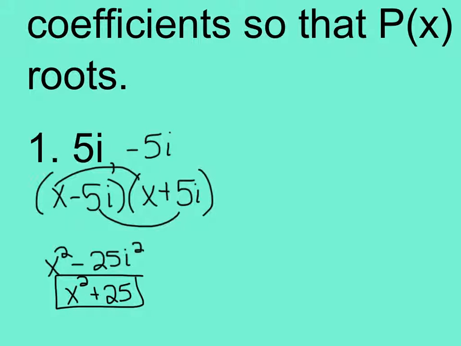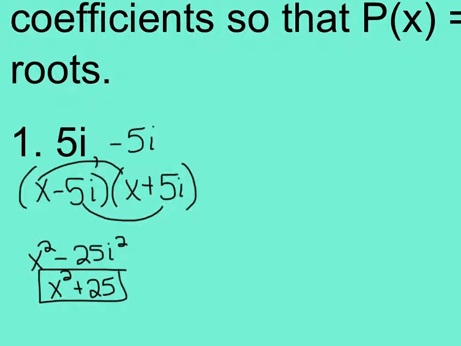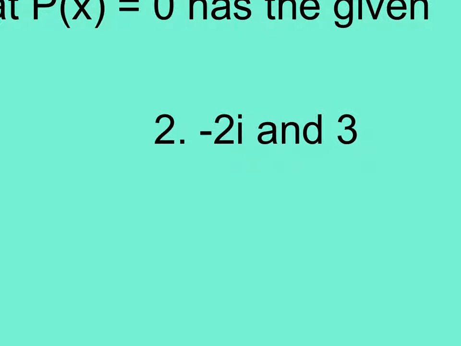Moving over to number 2, we have negative 2i and a positive 3. Well, additional roots occur with radicals and i's. So if I have a negative 2i, I also have to have a positive 2i. The 3, remember, this is the one don't get tricked by. It does not have a radical, does not have an i, so it does not have an additional root.